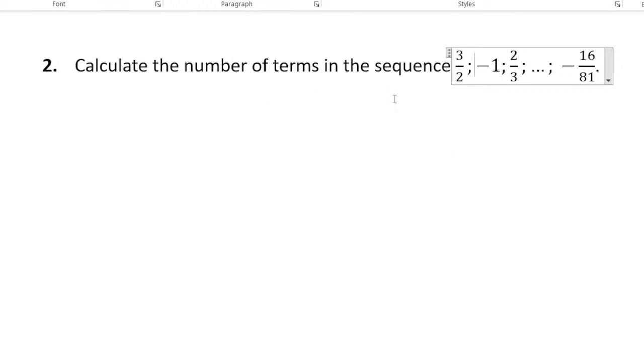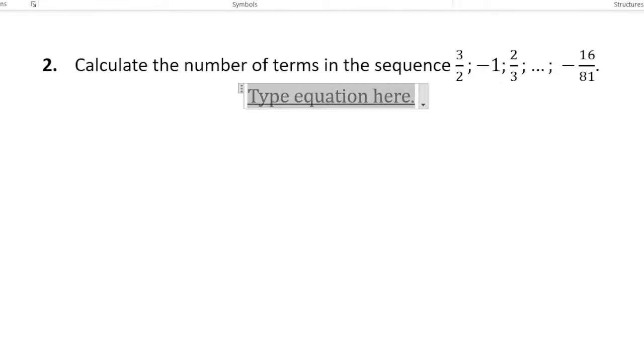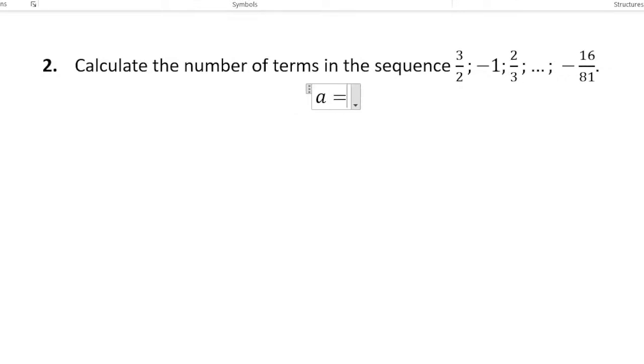Okay, we have this sequence. As we have seen, it's a geometric sequence. So now we have the first term, which is a. Remember, the first term is always a. A is equal to 3 over 2 in this case.